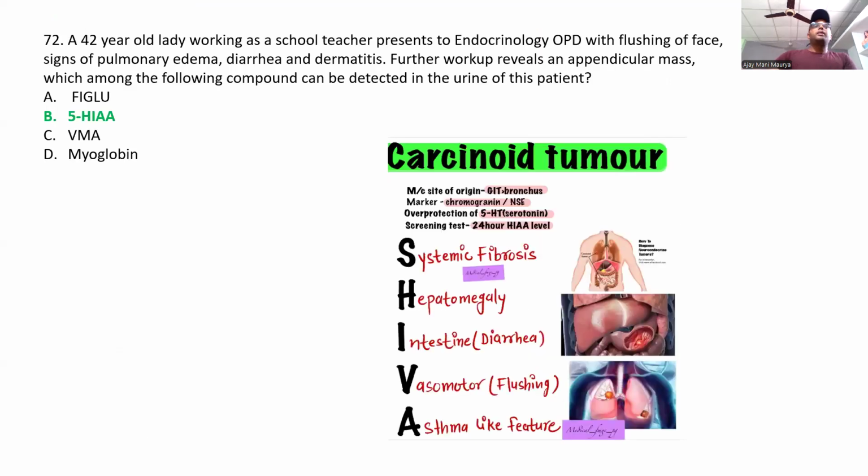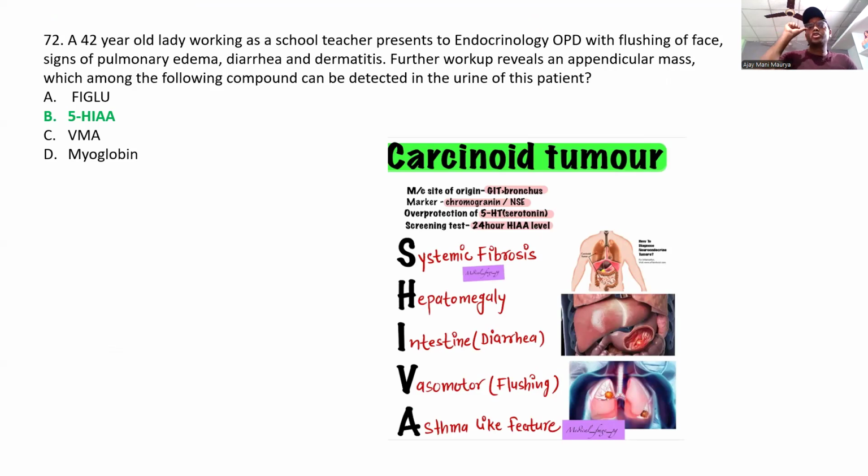The next one is a 42-year-old lady working as a school teacher who presents in the endocrinology OPD with flushing of the face, signs of pulmonary edema, diarrhea, and dermatitis. Further workup revealed an appendicular mass, and the following compound was detected in the urine. See, guys, this is a case of the carcinoid tumor. Obviously, everyone knows the answer is 5-hydroxyindole acetic acid.